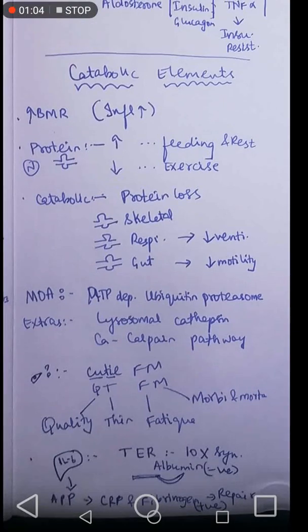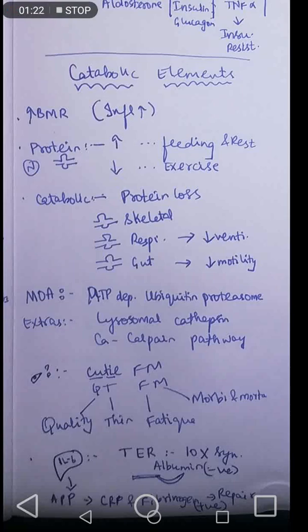The clinical features for all these can be remembered by the mnemonic QTFM. Q is quality of life, which is reduced, and T is thin, the person becomes asthenic. F is for fatigue, there is a lot of tiredness, and M is for morbidity and mortality, which is significantly raised.